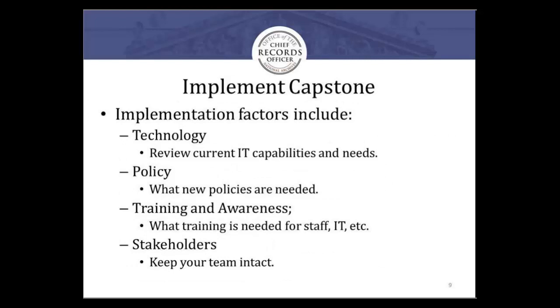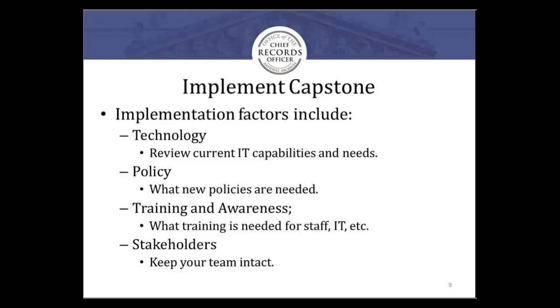Things to keep in mind as you implement Capstone. From our early experience, we see 4 primary implementation factors. First is technology. Are your agency's current technology platforms sufficient to implement Capstone? Second is policy. What does my agency need to do from a policy perspective, including proposing new record schedules, to implement Capstone?